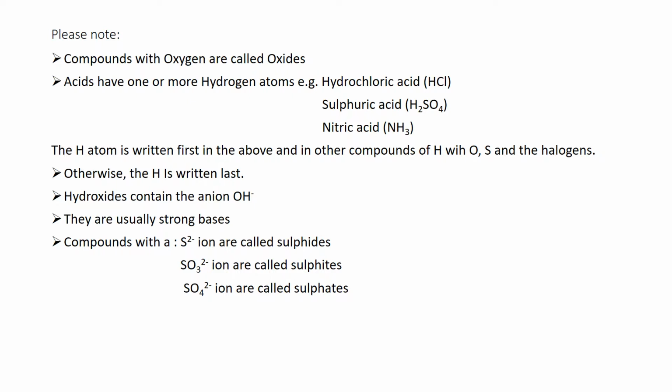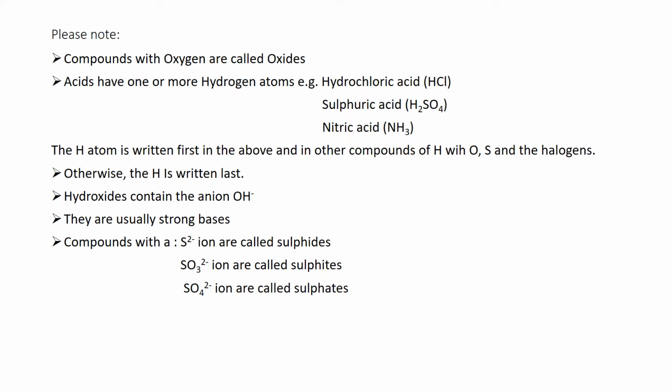So if you have a compound containing hydrogen and oxygen, the hydrogen will be written first. Hydrogen and sulfur, your hydrogen will be written first. Hydrogen and all the halogens, which are your group 7 elements, your hydrogen is written first. Otherwise, your hydrogen is written last. Hydroxides contain the anion OH-. They are usually strong bases.